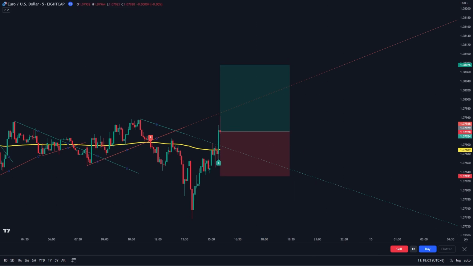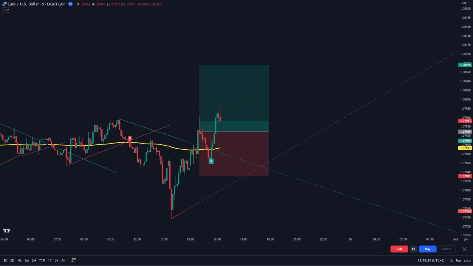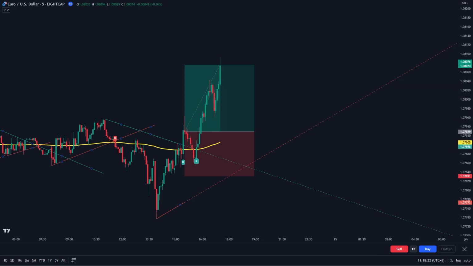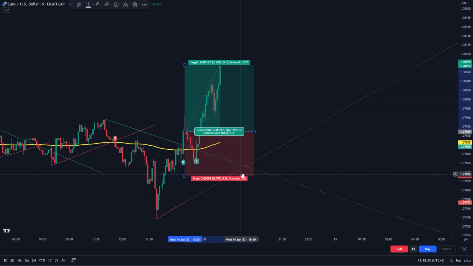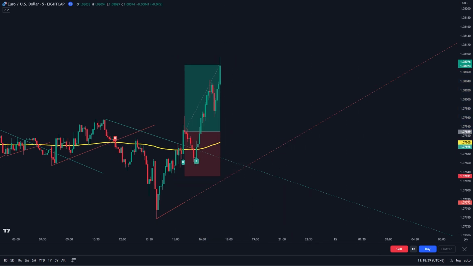Let's see how this trade turns out. In this scenario, the transaction reaches the take profit level, meaning that the trade successfully achieved the desired profit target.